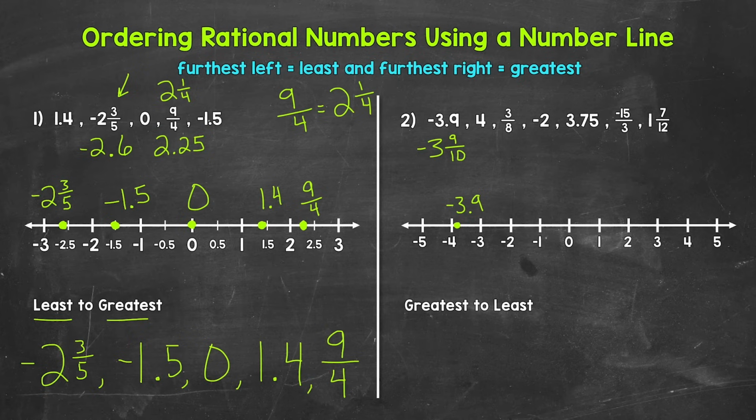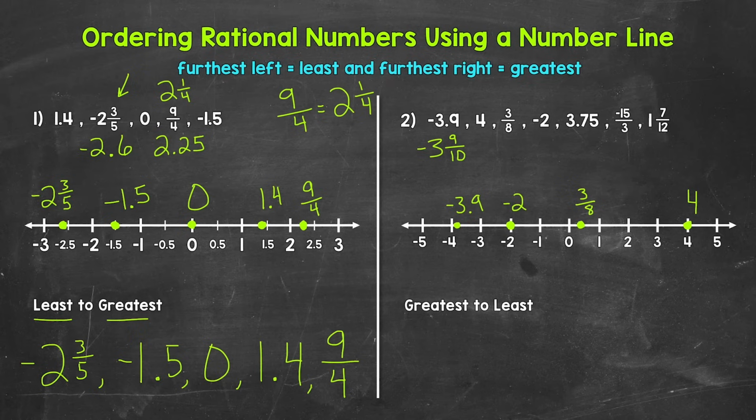Next, let's move on to 4, which is positive. So it's to the right of 0. It's right here. After 4, we have 3/8, which is positive. So to the right of 0. And it's going to be in between 0 and 1. Now, 4/8 is 1/2. So this is a little less than that, less than 1/2. So let's put 3/8 right here, a little less than 1/2. Next, we have -2, which is to the left of 0. It's negative. -2 is right here.